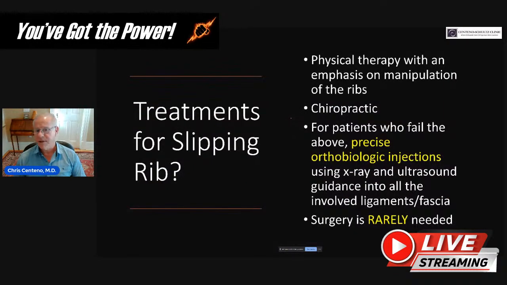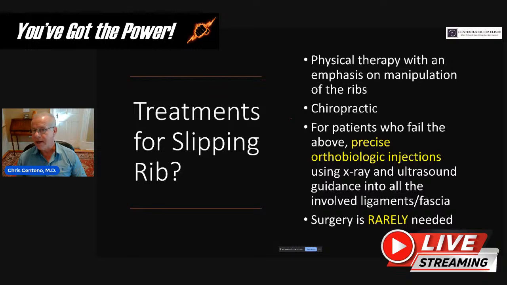So what are the treatments for slipping rib? Well, physical therapy with an emphasis on manipulation of the ribs, which is the vast minority of physical therapists that are trained that way, or chiropractic can usually help. Now, for the patients who fail those, precise orthobiologic injections that can use both X-ray and ultrasound into the involved ligaments and fascia works well. So things like platelet-rich plasma directed into those areas can get rid of this problem. Prolotherapy will oftentimes work as well.